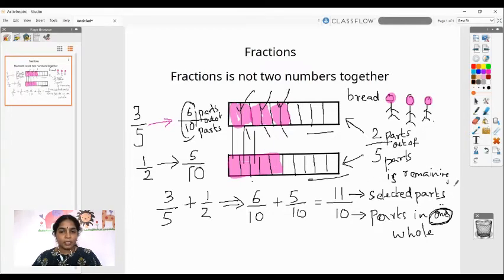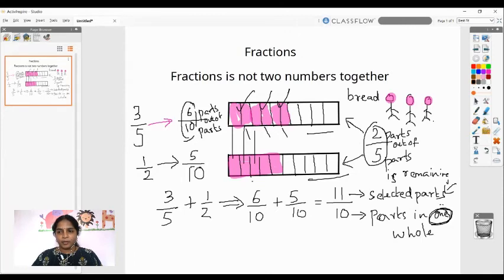And the numerator talks about how many parts, let it be in this bread or that bread, whatever bread, how many parts are selected. As I explained to you, in this 2 by 5, we could select how much is left over, not how much was given away. Then the fraction changes to 2 by 5 because we are selecting something which is left over.